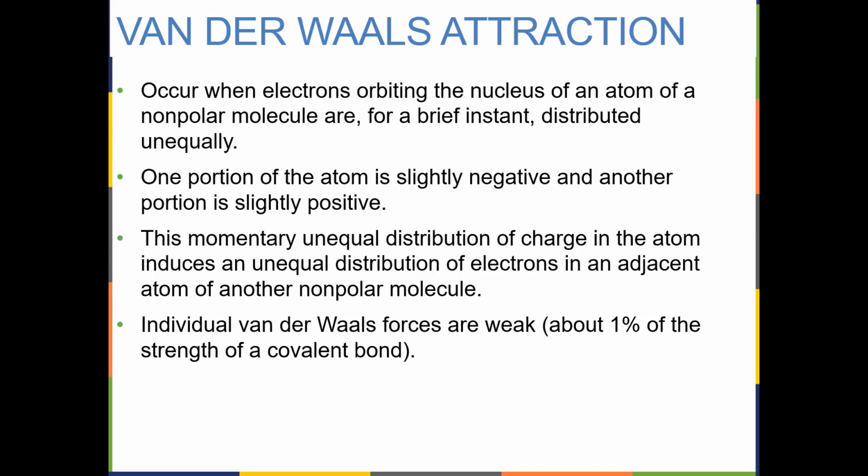So if a molecule develops a slight negative charge and the molecule next to it develops a slight positive charge, they're very briefly attracted to each other. And then it breaks and goes away, and then it happens again. They're very, very weak. It says they're about 1% of the strength of a covalent bond. Where we see them is in fats.